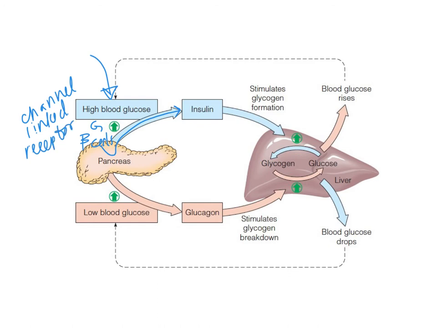Okay. Now we're going to have insulin as the hormone going to the liver, and that is going to trigger the influx of glucose into the cell, which will then be turned into glycogen. So that's where we're going next. And this follows an enzyme-linked receptor pathway.